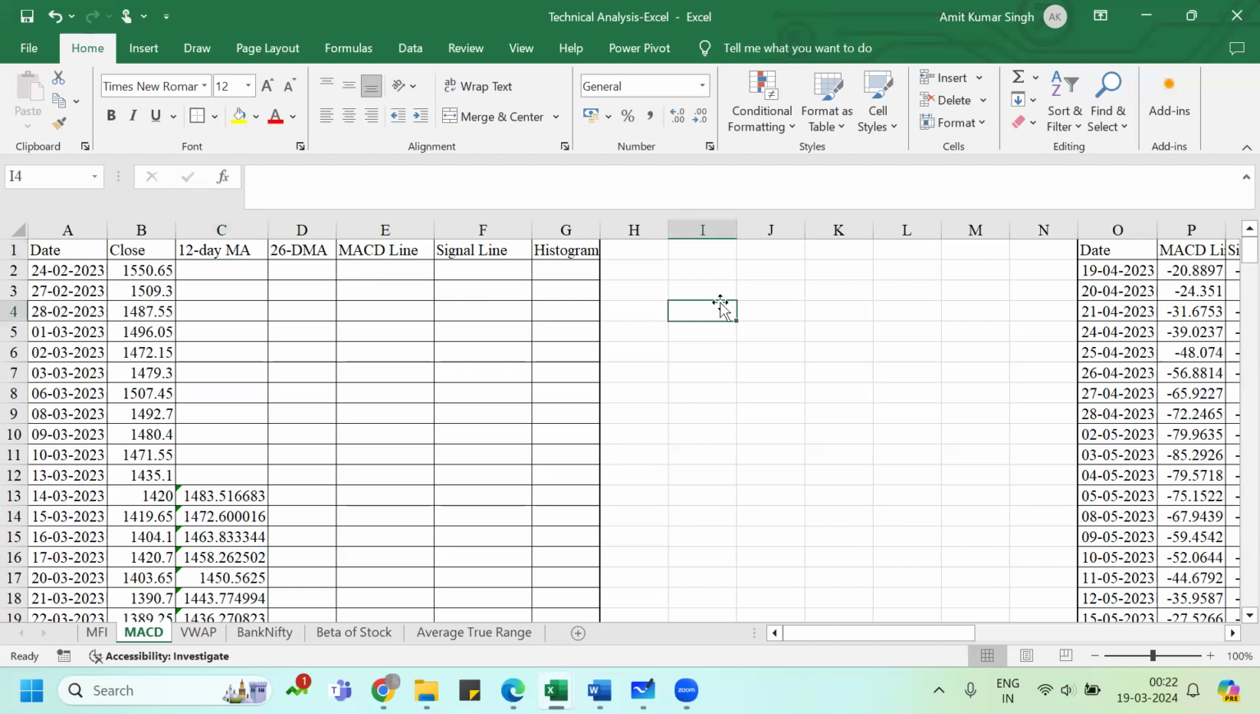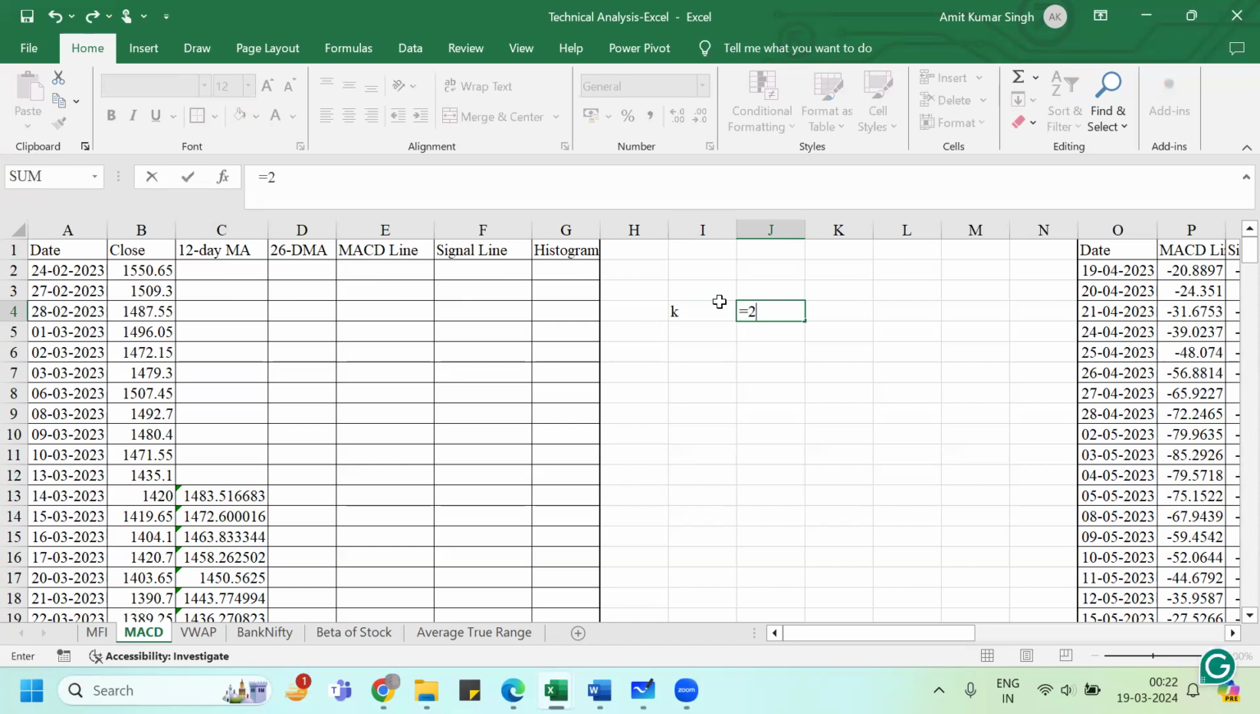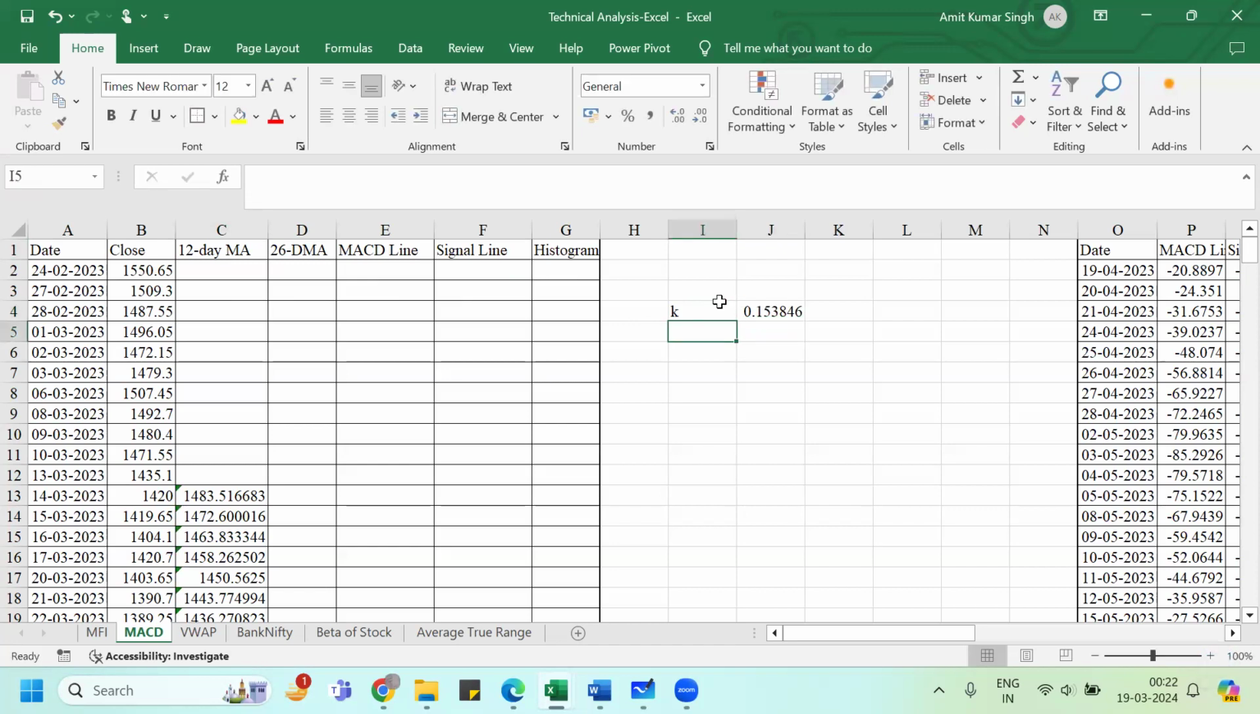For working on exponential moving average, you have to find a constant value called K, and the formula of K is 2 divided by n plus 1. So for the 12-day moving average, n plus 1 means 12 plus 1, so I have to find 2 divided by 13. While for the 26-day moving average, I have to find 2 divided by 26 plus 1, that is 27. I hope you understood this.